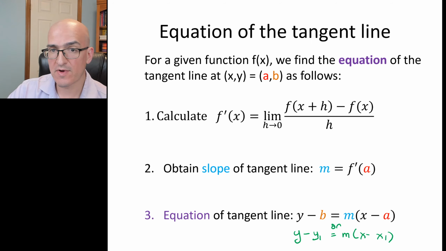Our process, in order to get all the ingredients we need for that line: we need to calculate the derivative of the function. We need to plug in the x-coordinate of interest. That'll give us our slope. And then to get b, or y1, the y-coordinate, we plug the x-coordinate back into the original function. So we're using the x-coordinate twice. Once being plugged into the original function to get the y-coordinate, and once being plugged into the derivative of the function to get m, the slope.